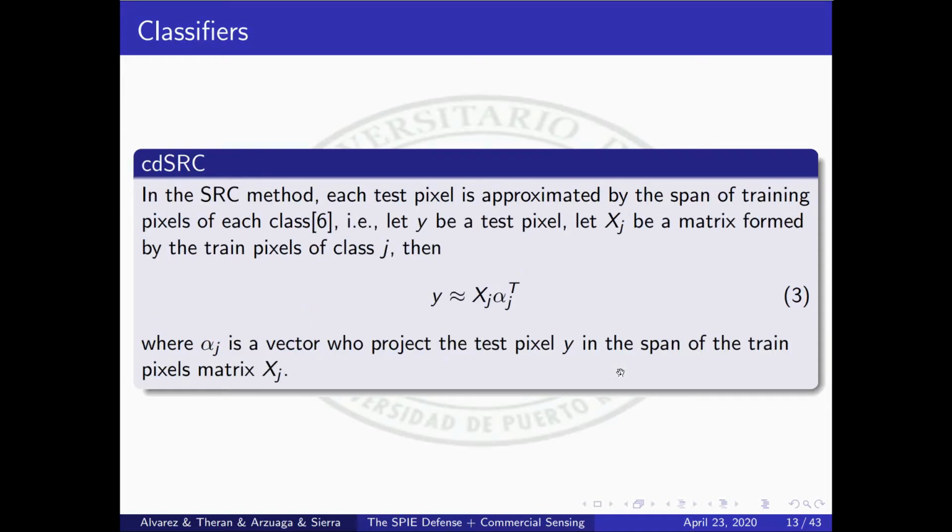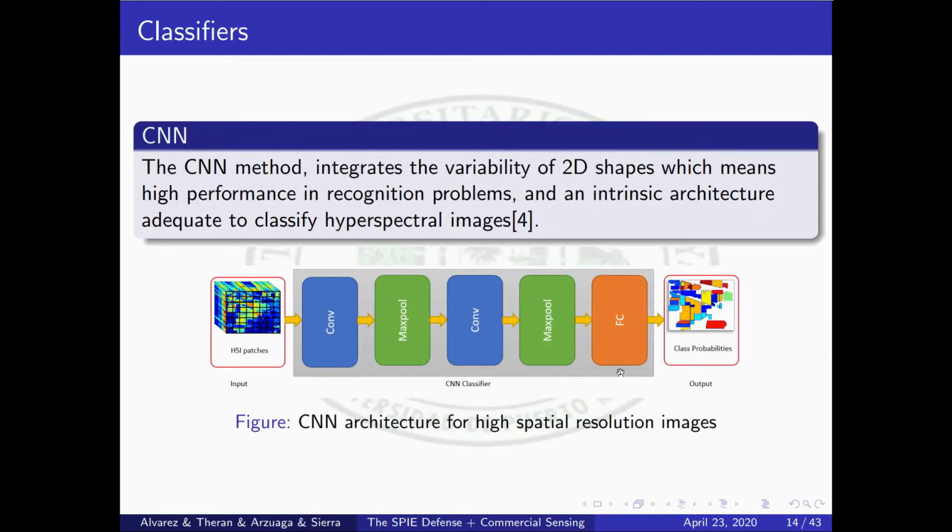The class-dependent sparse representation classifier uses a classification distance process like a k-nearest neighbor and then projects the data in the span generated by the training pixels of each class. After that, it computes a regularization process to minimize the error. That is, solve equation 3. The convolutional neural network classifier takes the hyperspectral image separated in patches that are small spatially and preserve all spectral content. Then it applies a series of convolutional filters that integrate the variability of two-dimensional shapes to get a categorical result that is the class of each pixel.